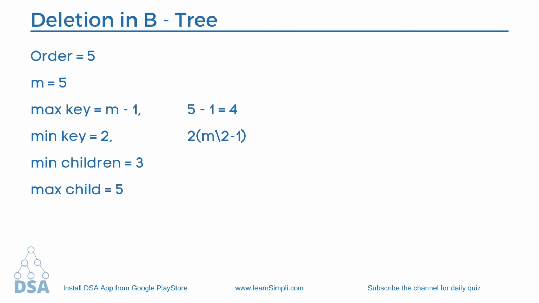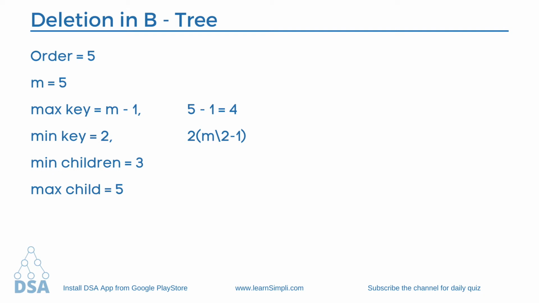The minimum children that a tree can have is m by 2, that is 5 by 2, which is equal to 3, because we take the ceiling. The maximum children that a B tree can have is 5. Here I will be taking the example of a B tree of order 5, and the key which you are going to delete, we will call it the target key.